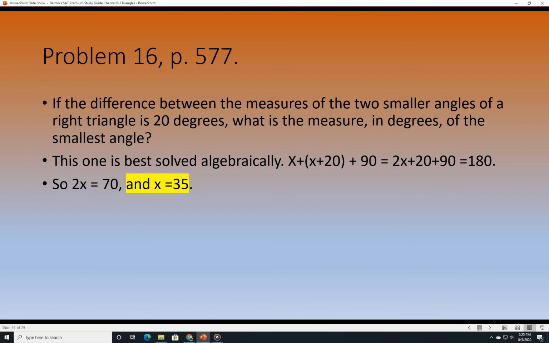All right, problem 16 is page 577. If the difference between the measures of two smaller angles of a right triangle is 20 degrees, what is the measure in degrees of the smallest angle? Now this one is best solved algebraically.